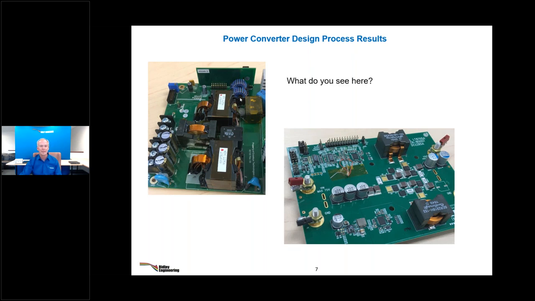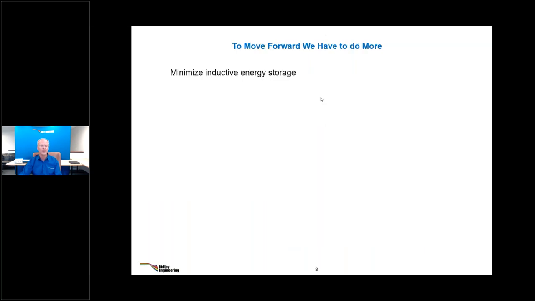So anyway, what do we see here? Magnetics. We've got to do something about this. How do we get rid of this stuff? To move forward, we have to do more. We have to minimize inductive energy storage. And this is something that Dr. Chip talked about. And everybody is talking about it, even if they're not explicitly talking about this. This has to go down. You can't have big inductors in your converter.